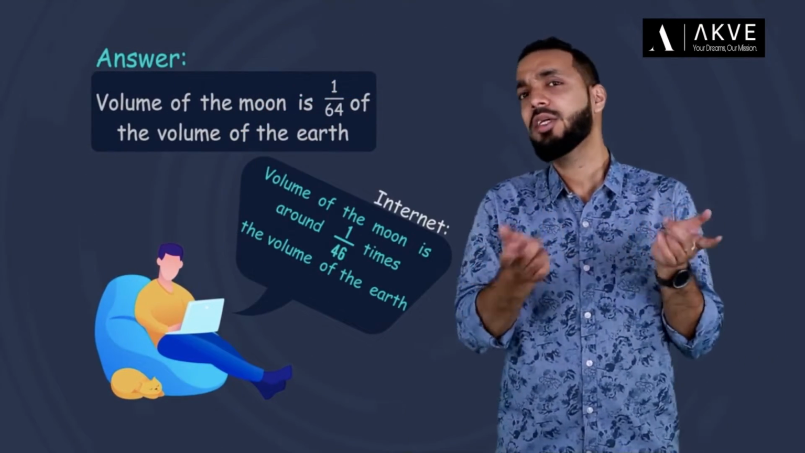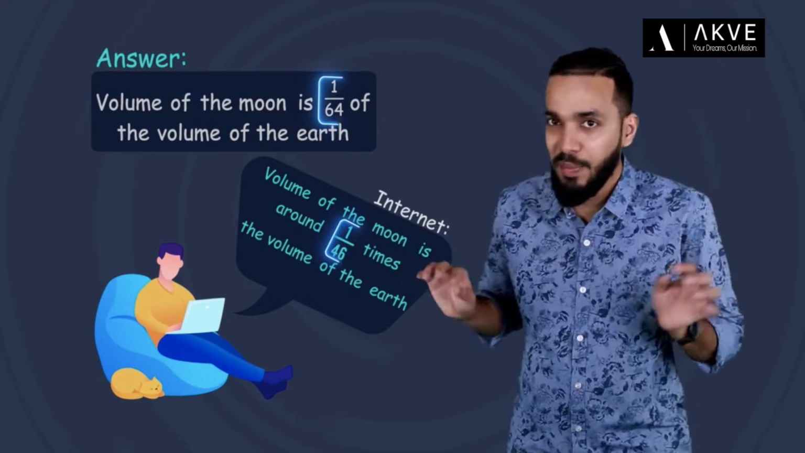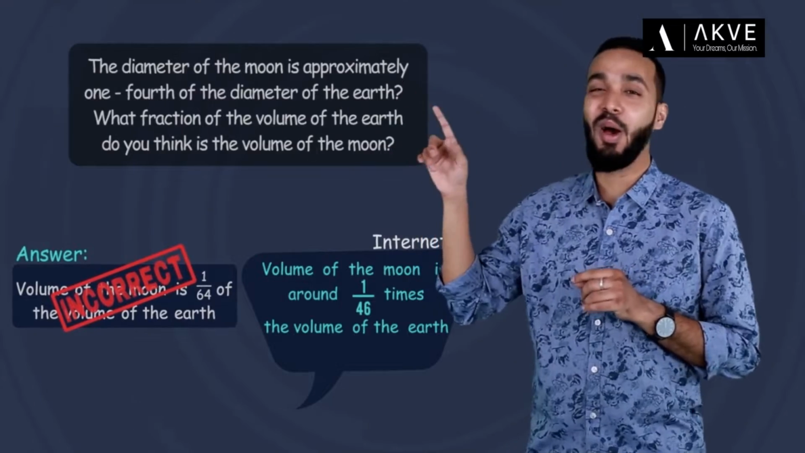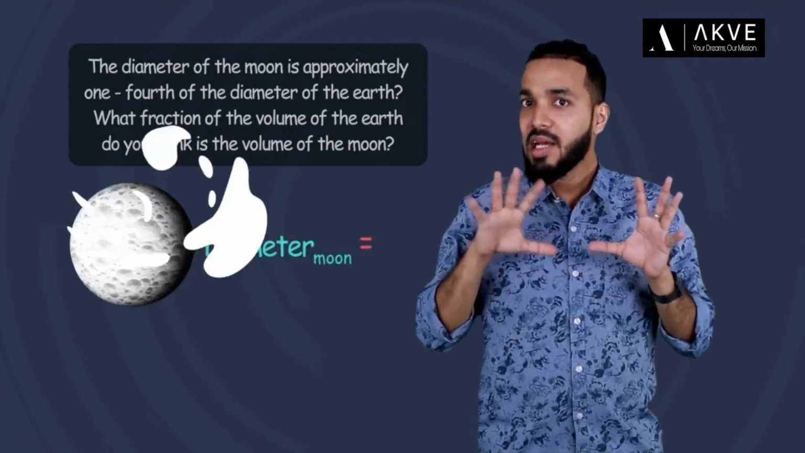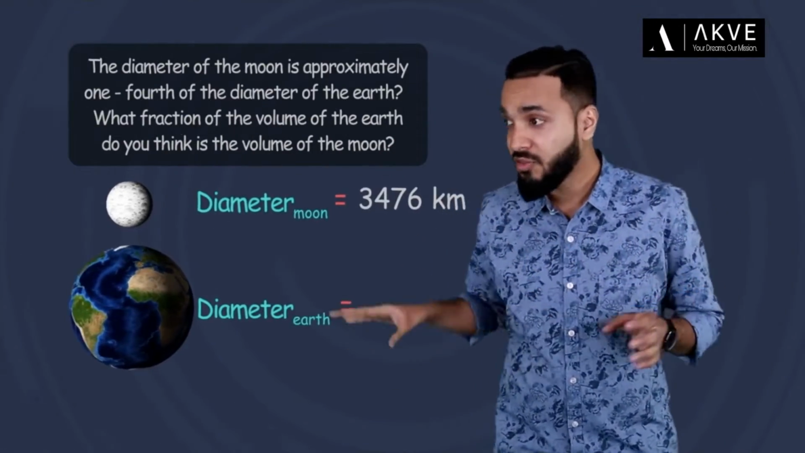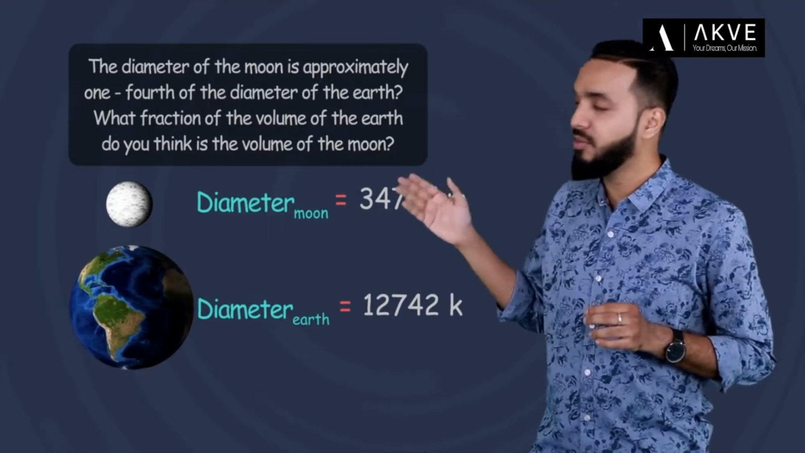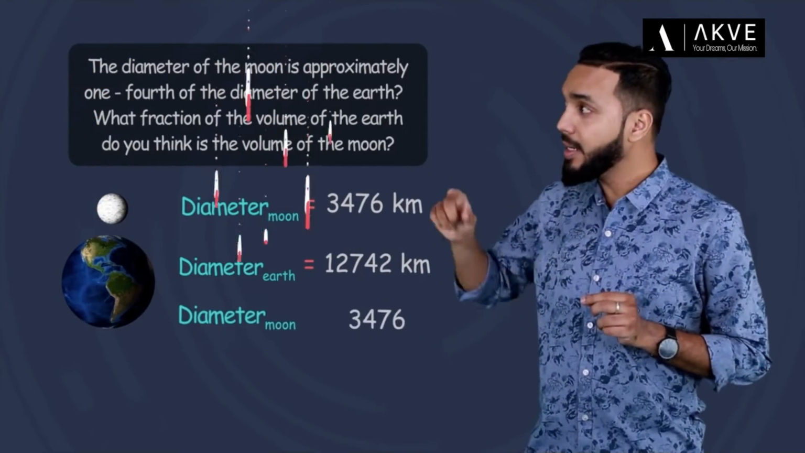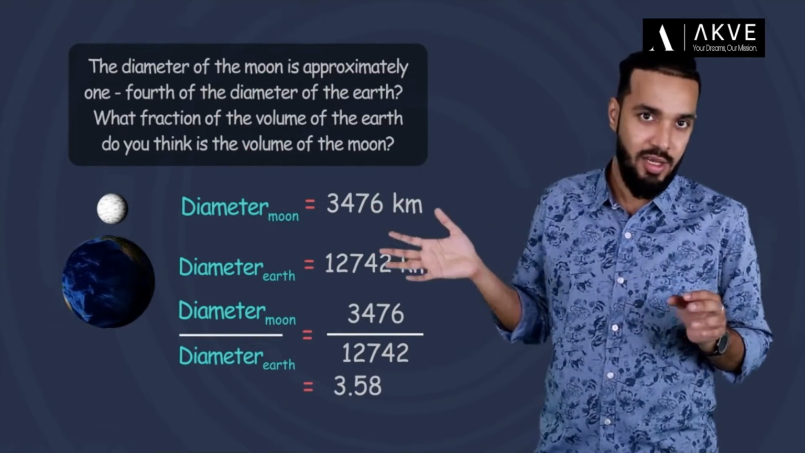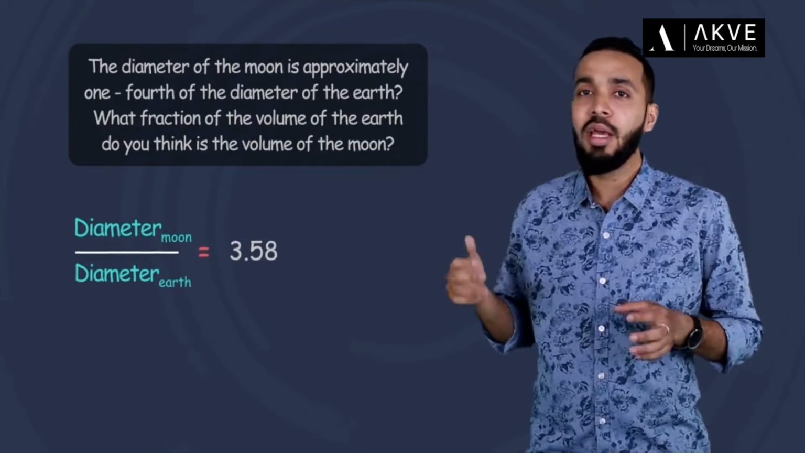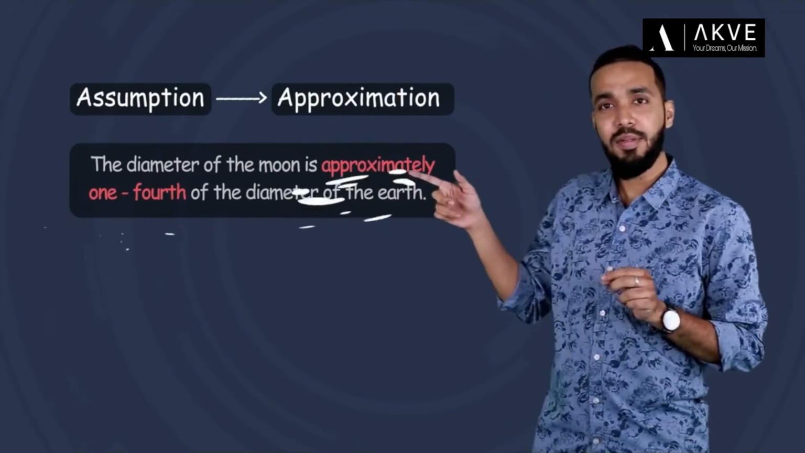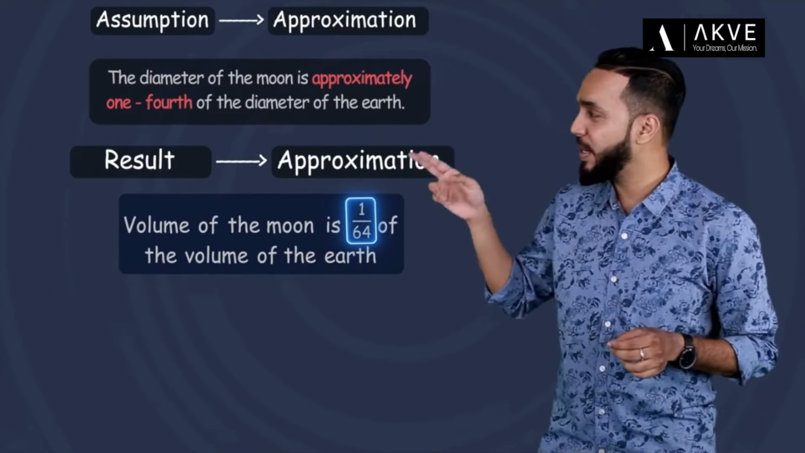Fun fact, if you search it on the internet, you will see results not matching the one we just found. So, are we incorrect? Well, as per the problem, we are not. But in reality, the diameter of the moon is somewhere around 3476 kilometers, and the diameter of the earth is somewhere around 12742 kilometers. So, dividing the moon's diameter by earth's, we get something around 3.58. So basically, the diameter of the moon is not really 1/4 of the diameter of the earth. Since the assumption is an approximation, the result is also an approximation.